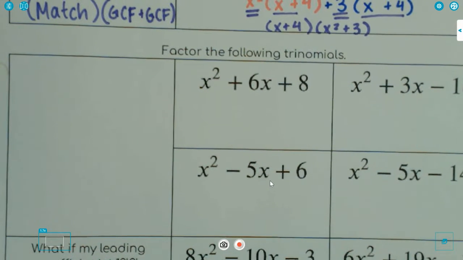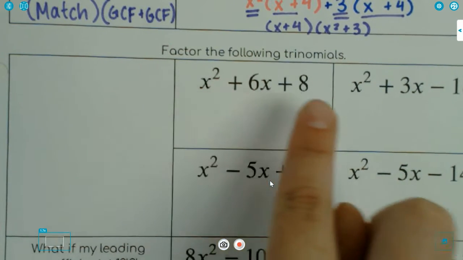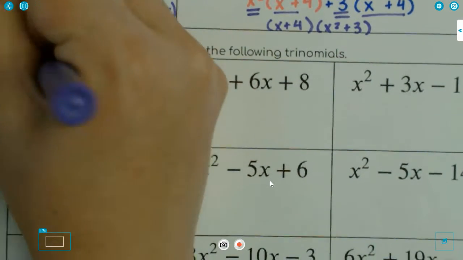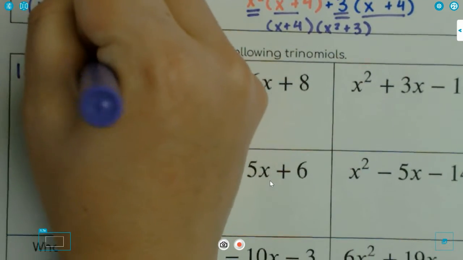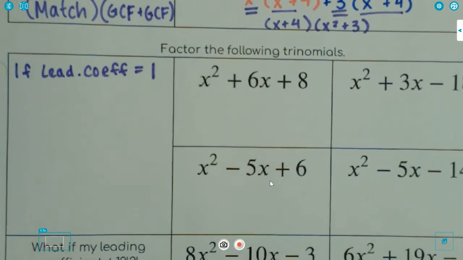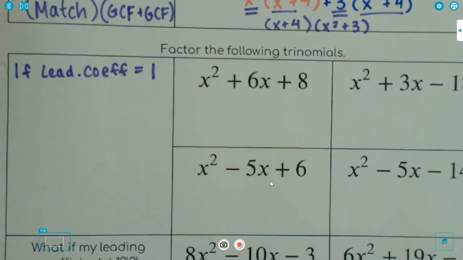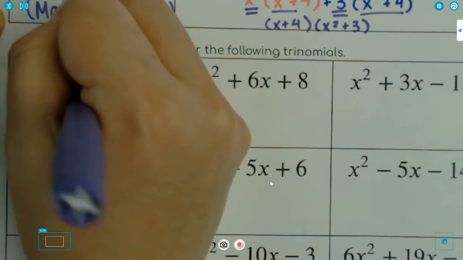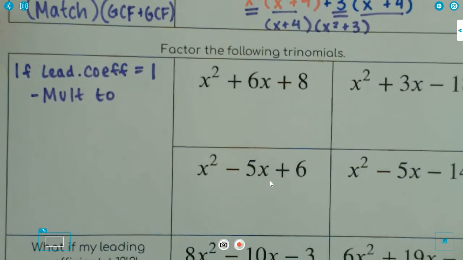If a trinomial has a leading coefficient of 1, meaning there is a 1 in front of the x squared, or in this case, there's no number in front of the x squared because 1x squared means x squared. So if my leading coefficient is 1, this is what I need to do. I need to find 2 numbers that multiply together to be c, in ax squared plus bx plus c. I'm going to say multiply to c, add to b.